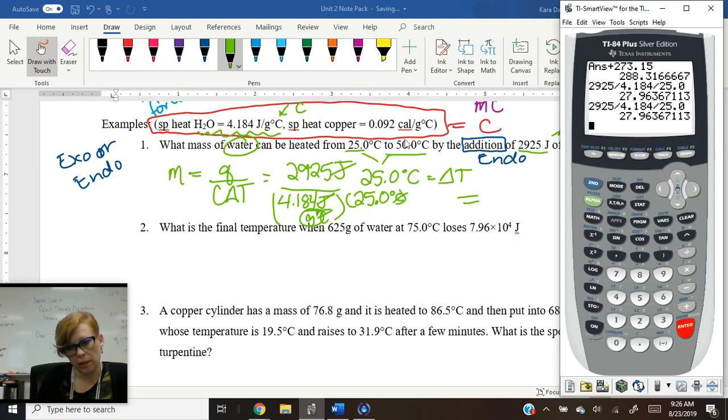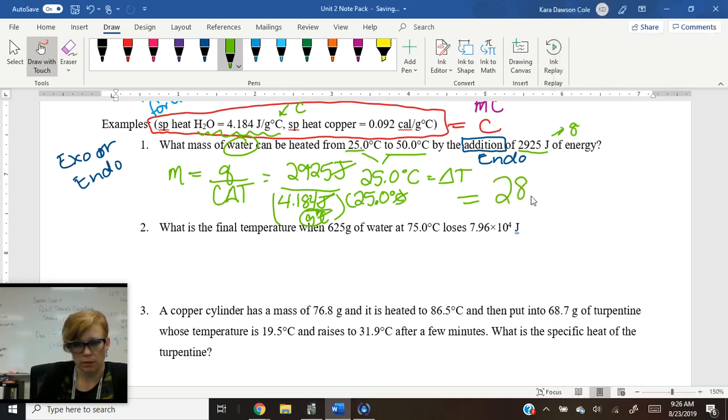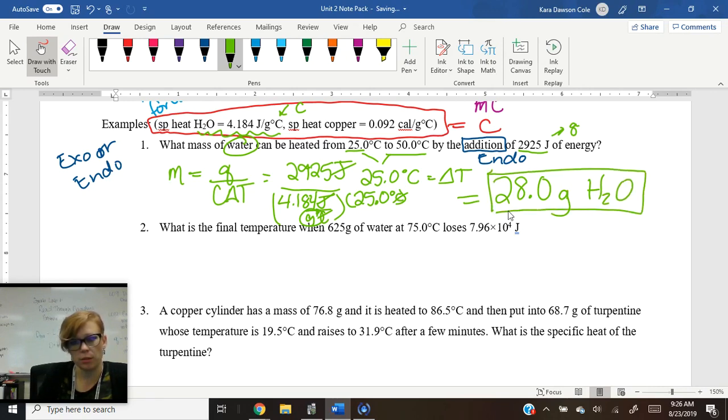Now, I need to look for my sig figs here. So I've got 3 sig figs here, and I've got 4 sig figs here. So I need 3 sig figs in my answer. So that's going to give me 1, 2, 3. The 9 is going to raise the 7 to an 8. The 7 is going to raise to an 8. So 28.0. So this is 28.0 grams of water. And that is my answer for that particular problem.